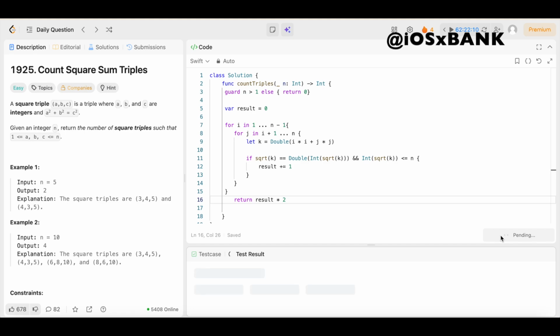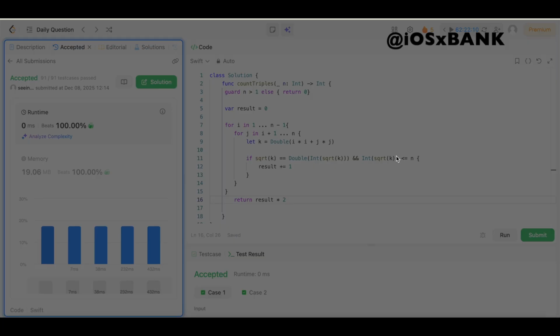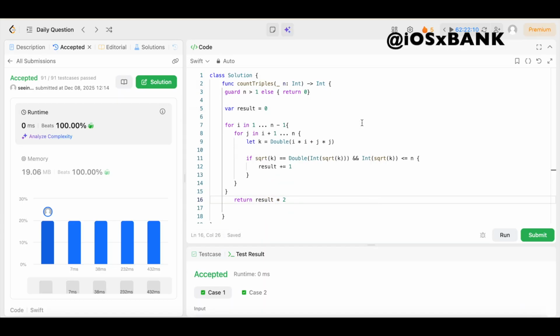Let's give it a run, make sure it runs properly before we submit it. It's accepted, so let's go ahead and submit it. Make sure it's still accepted after we submit it, because we all know how LeetCode can be. And look at that, y'all. 0 milliseconds beats 100% of users. That's what I'm talking about. That's what I like to see, y'all.